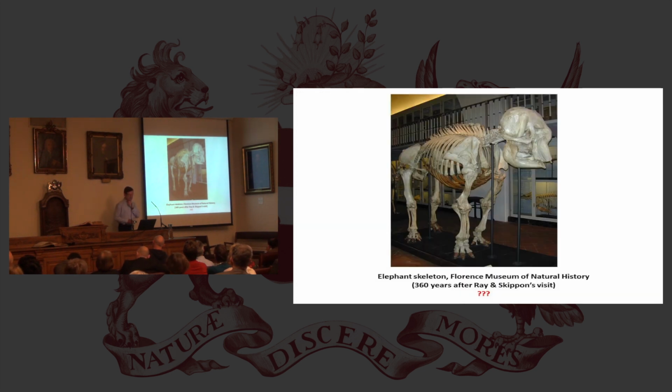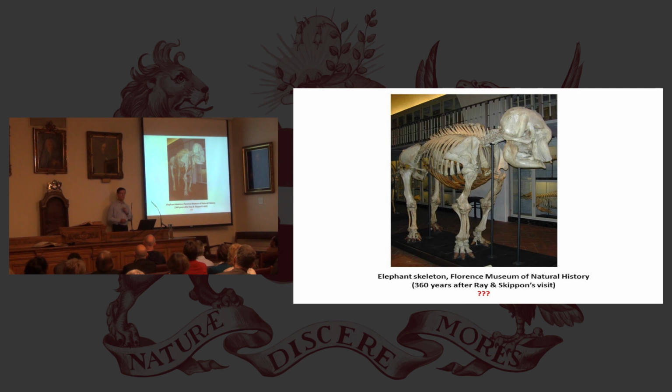Enrico Cappellini, who's been mentioned by Thomas, the protein guru, also happens to be Italian and also happened to have done his PhD in Florence. And when we got to the point in our thinking about the elephant-type specimens, that Ray and Skippen are talking about, an elephant skeleton that they'd seen in Florence, it crossed Enrico's mind that there is an elephant skeleton standing in the museum in Florence today. But is it really plausible?